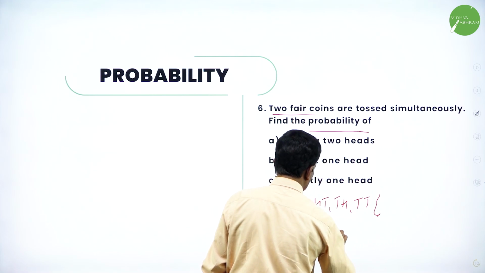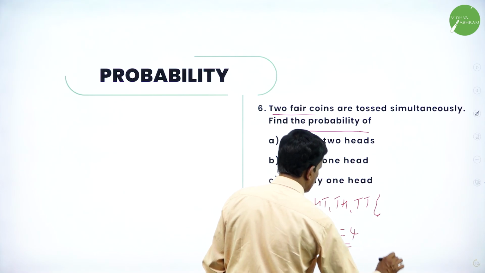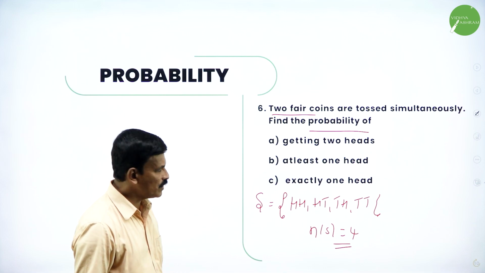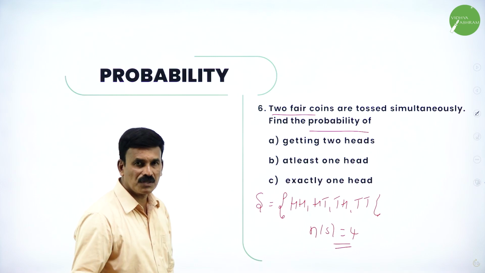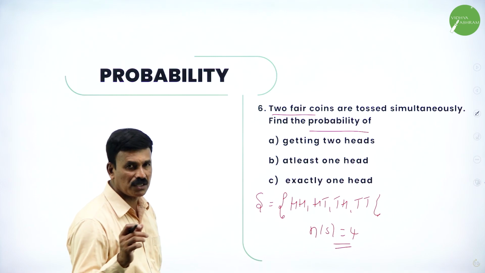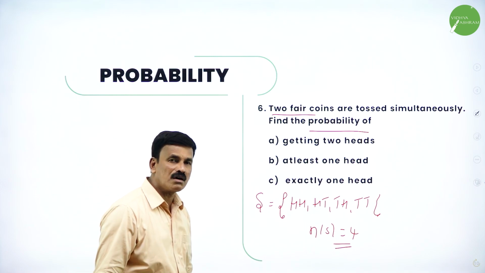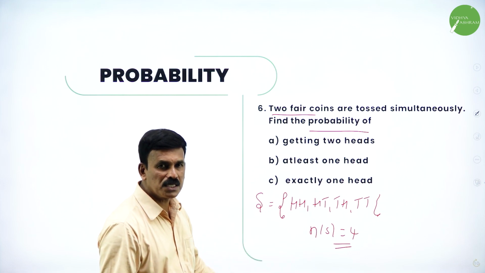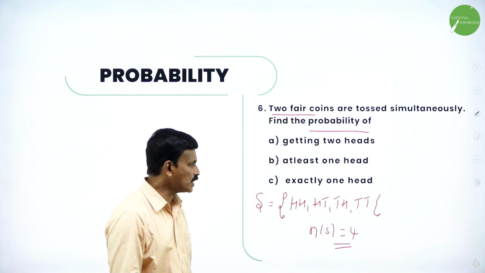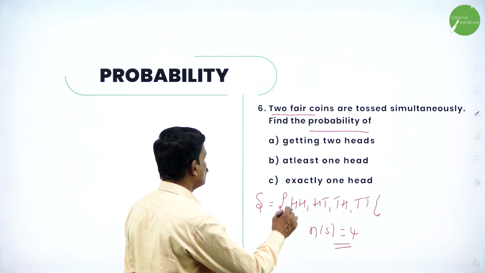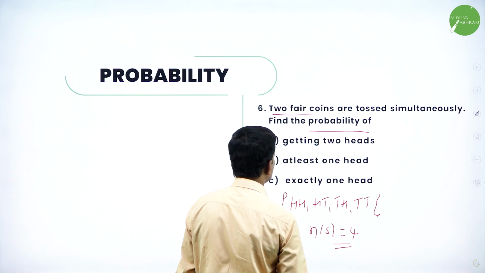So the number of elements in the sample space, the number of events, is n of S equal to 4. Here, if two fair coins are tossed, then the sample space contains HH, HT, TH, TT. So n of S is equal to 4. Now move on to the first condition, getting two heads.